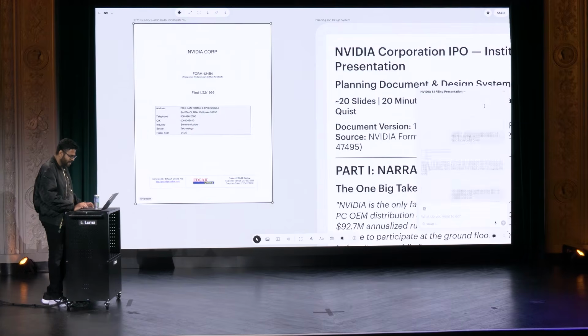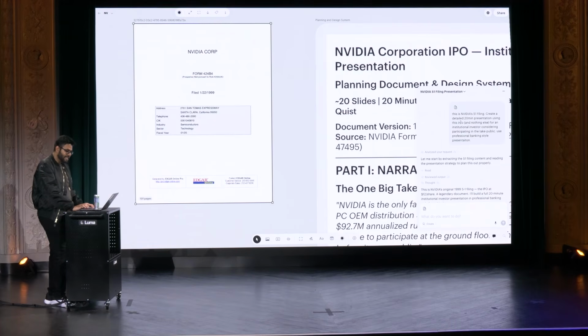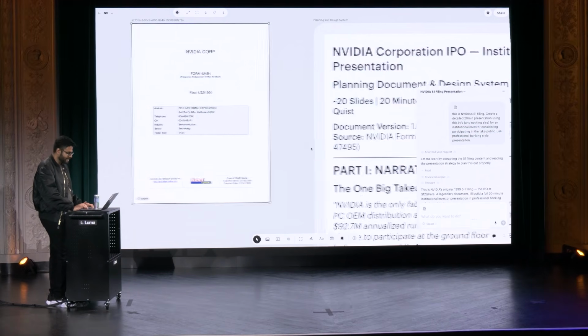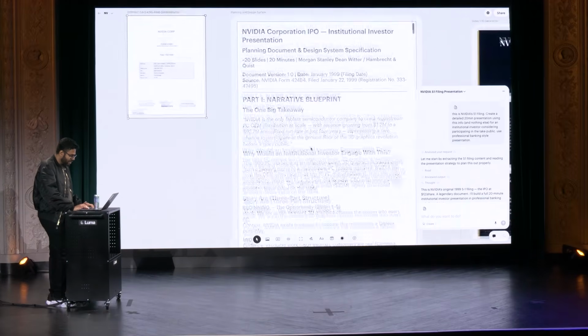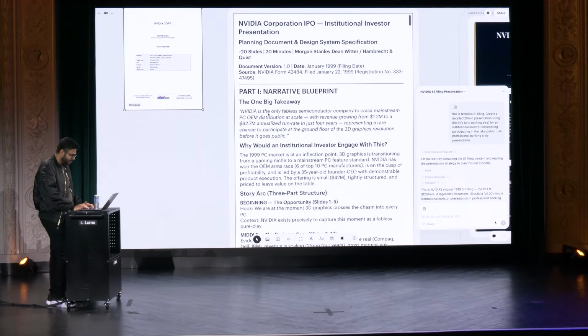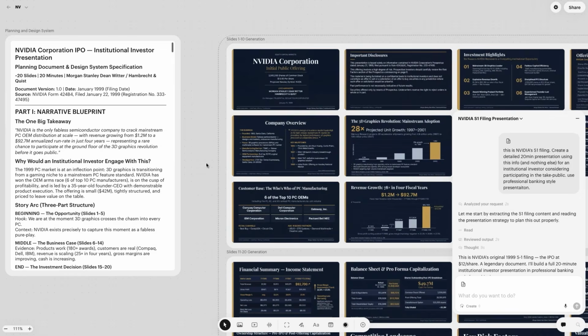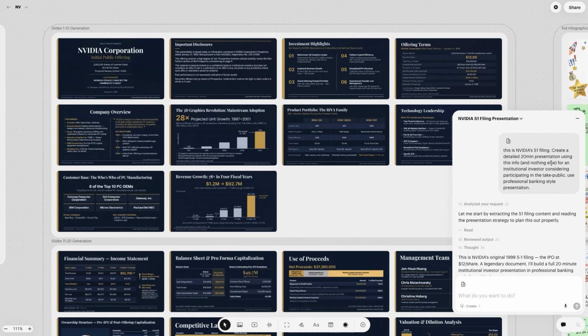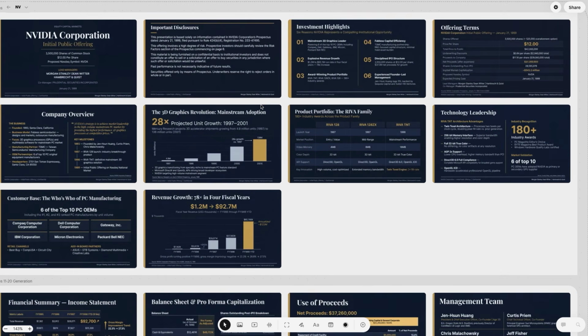And I asked them, hey, create a detailed 20-minute presentation using this info and nothing else for an institutional investor considering participating in the take public. Use professional banking-style presentations. It worked through about 100 pages of the documentation, and this is what it came up with. Now, it's really important to ask it to use nothing else, otherwise it will go search on the web and immediately tell me, buy it, right? Which is a problem.